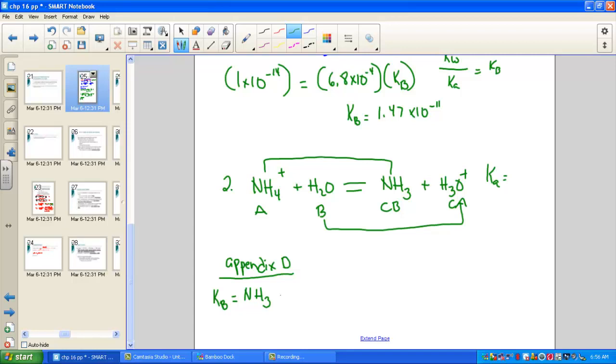Ammonia is listed first in the list there, just alphabetical, so it's on top. The Kb constant for ammonia I'm finding to be 1.8 times 10 to the negative 5th. No units on our equilibrium constants. How can I take the Kb and turn it into the Ka for this acid expression?